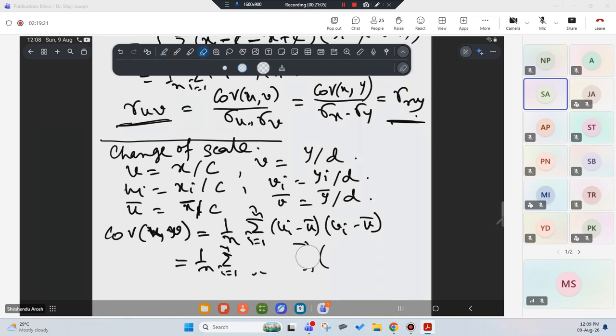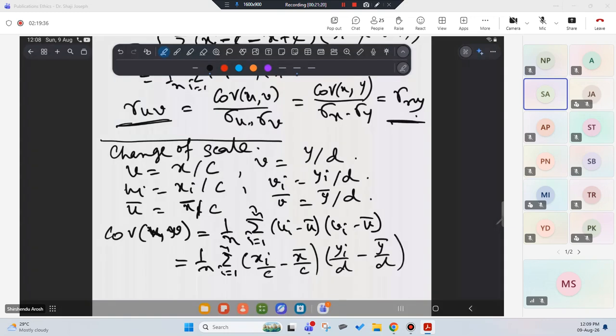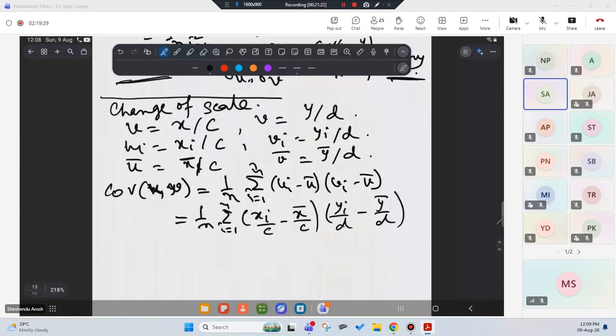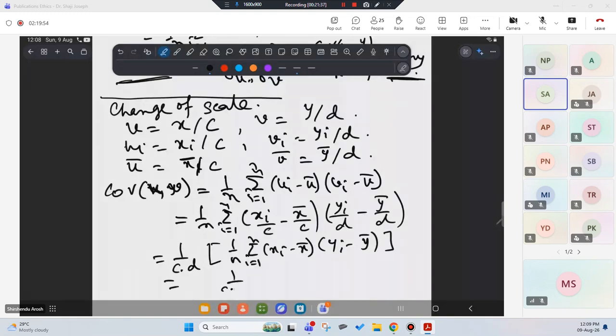It will become xi by c minus x bar by c, and this would be yi by d minus y bar by d. So I need to take out the constant values. Let's take c and d outside. It will become 1 by n, xi minus x bar, yi minus y bar, right? So 1 by c multiplied by d times covariance of x comma y. So covariance of u comma v is 1 by c multiplied by d covariance of x comma y.